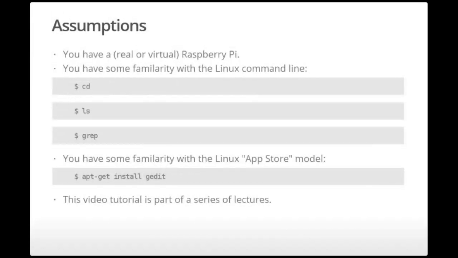First things first though, I want to state some assumptions that I have about who I think I'm talking to and what I'm expecting. One of my assumptions is that you actually have a Raspberry Pi computer, either a physical one, or you could do a lot of this work on a virtual Raspberry Pi if you emulate the Raspberry Pi hardware using an emulator such as QEMU. I also assume that you have some familiarity with the Linux command line, that you can use standard command line binaries cd, ls and grep, and you're familiar with installing things on Linux, so using the Linux App Store.